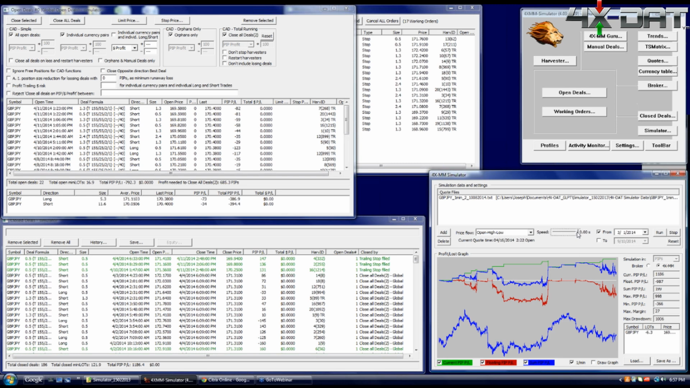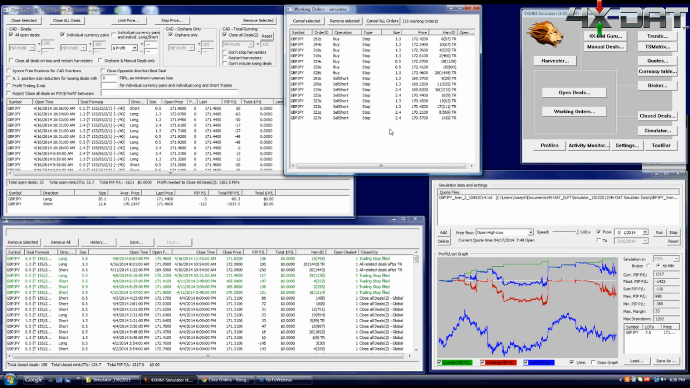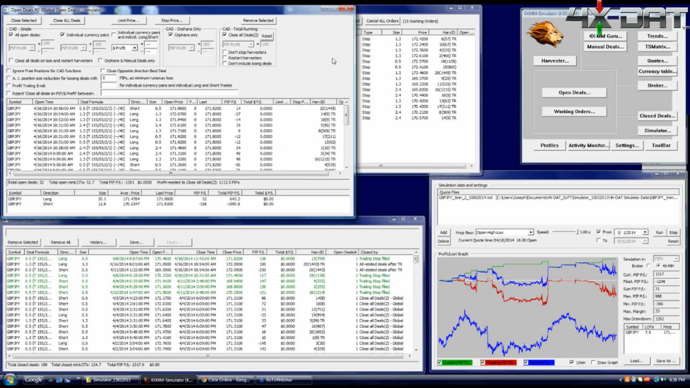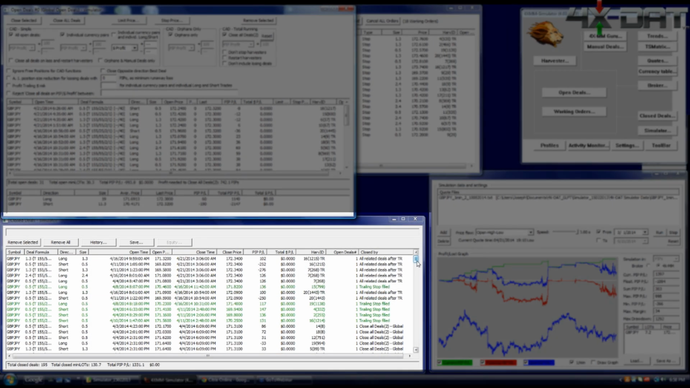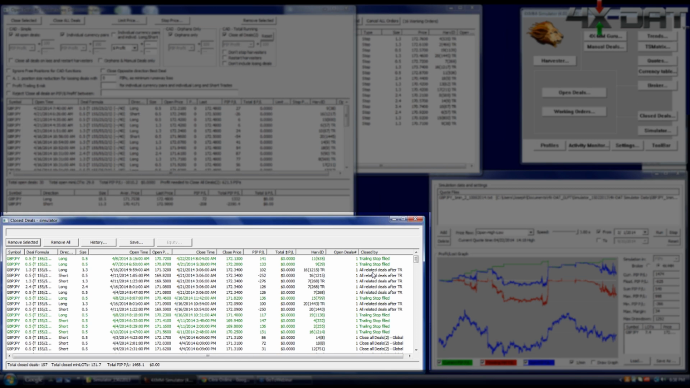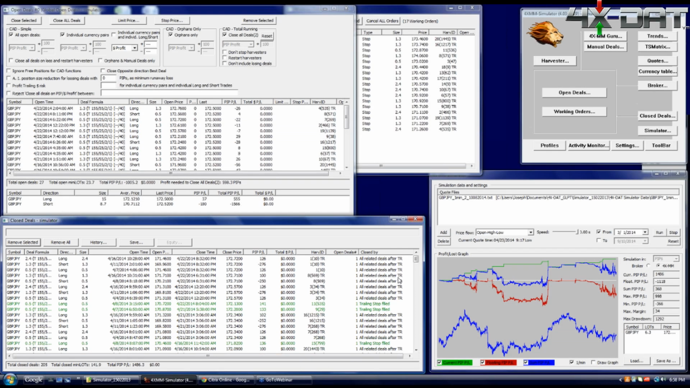So I'll go ahead and speed that up again a little bit. We see that the pending orders are being processed. Some of them are processed, some of them are canceled. If they're processed, they move over here into this open deals window. Our drawdown is right now right at 700. We've got 31 trades open, and we're seeing that all related deals after TR, which stands for trade recovery, that this function is closing some of the trades that were open. And the reason why the trade recovery is kicking in is because the market is just not cooperating.